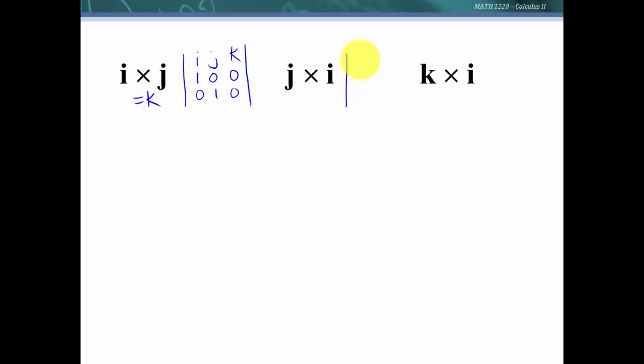If we tried j cross i, we write i, j, k. j is 0, 1, 0, and i is 1, 0, 0. You can see when we do this, if we cross off i's, we get 0, 0. Negative j, we get 0, 0. K, we get 0 and negative 1. So this will equal negative k. And that would make sense because we already knew that if we tried to commute these, it equals the negative.